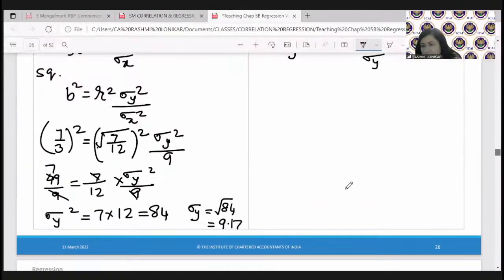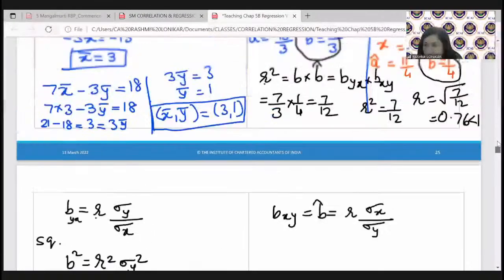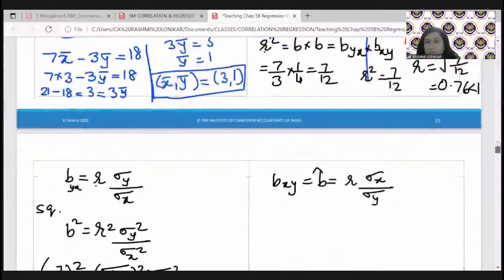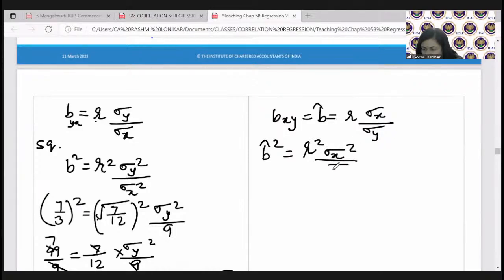What if I use the second equation? Somebody may say, no ma'am, I wanted to use B cap. Can I get the same answer? Let us check. What is B cap? B cap is 1 by 4. So, squaring both sides, B cap square is equal to R square sigma x square upon sigma y square. B cap is 1 by 4, so this is 1 by 4 whole square. R square is 7 upon 12 into sigma x is 9 upon sigma y square.